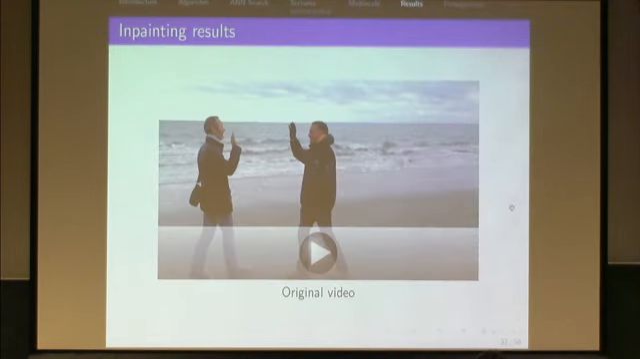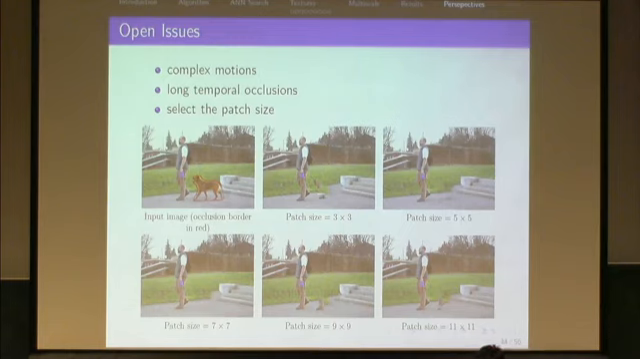Okay, so I skipped this result. Just a few open issues. When motion is very complex, we're happy with the results, but there are still a few cases where it doesn't work very well. One of them is complex motions. In the cases where the occlusion is very long in the temporal sense, you can solve it by subsampling, but it doesn't always work. We don't have a systematic way to deal with that. And selecting the size of the patch is also critical.